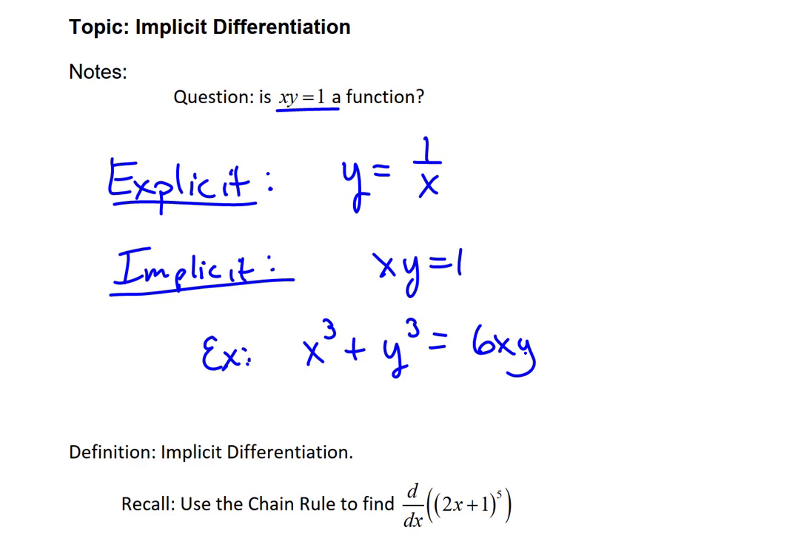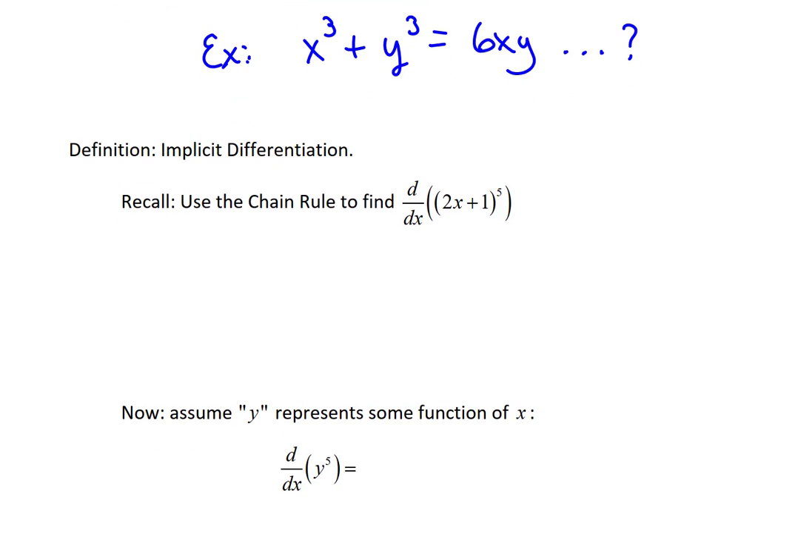6xy. Now, if I gave you that and said, okay, it's an implicit function, can you put it in an explicit form? You wouldn't be able to. There's no way to solve for y, where y is alone, and the other side only has x's. And so you cannot put it in explicit form, which may beg the question, how would I take the derivative of an equation like this? Well, that's why we need what's called implicit differentiation.